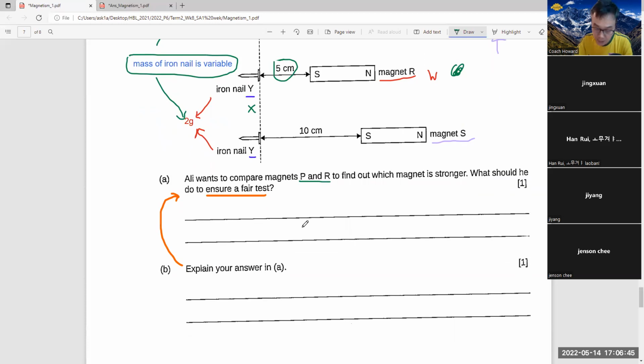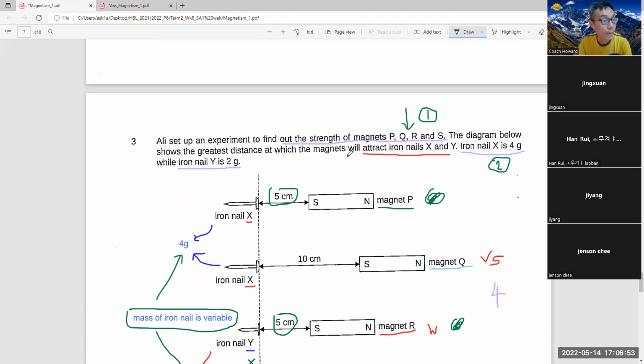This one I already mentioned to you, but how do you express it in a sentence? To ensure that this is a fair experiment, because we can only have one variable. So the answer is: to ensure that it is only the distance at which the magnet attracts the iron nail that is affected by the strength of the magnet and not the mass of the iron nail. So I share the answer with you.